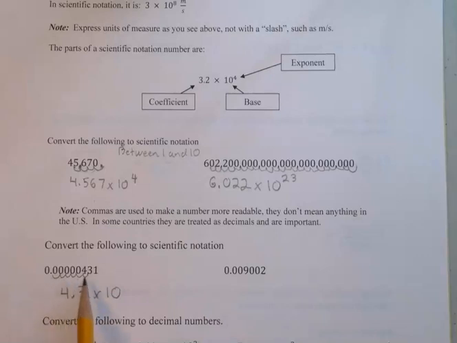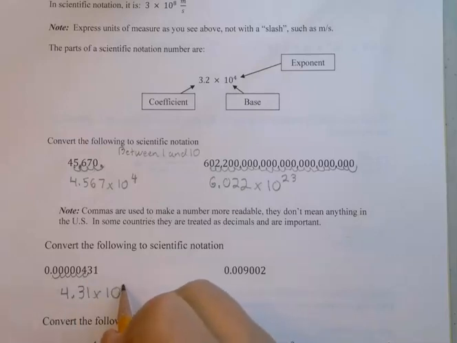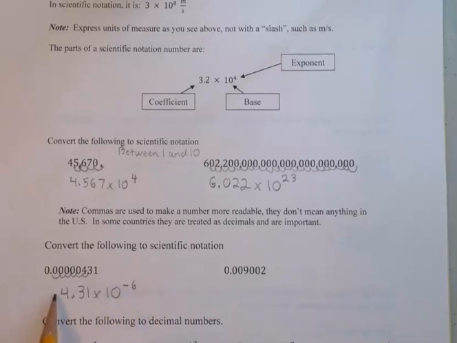And since this is a very small number between 0 and 1, it's less than 1, that's going to be a negative exponent. So it's to the negative 6th. Keep in mind, that doesn't make it a negative number. If it were a negative number, you'd have a negative sign out in front right here. It makes it a positive number, but it's between 0 and 1. That's what this is telling you.